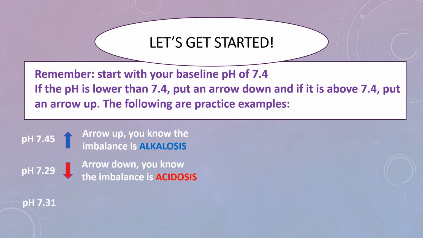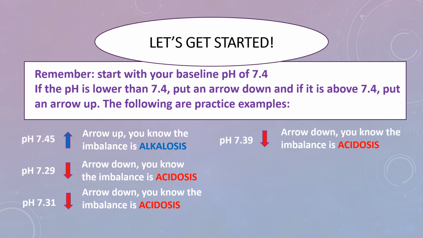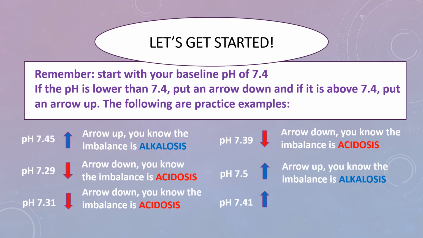A pH of 7.31, that is below 7.4. We put an arrow down. We know the imbalance is acidosis. A pH of 7.39 is below 7.4. We put an arrow down and we know the imbalance is acidosis. A pH of 7.5 is above 7.4. We put an arrow up and we know the imbalance is alkalosis. And a pH of 7.41 is above 7.4. Put an arrow up and we know the imbalance is alkalosis.